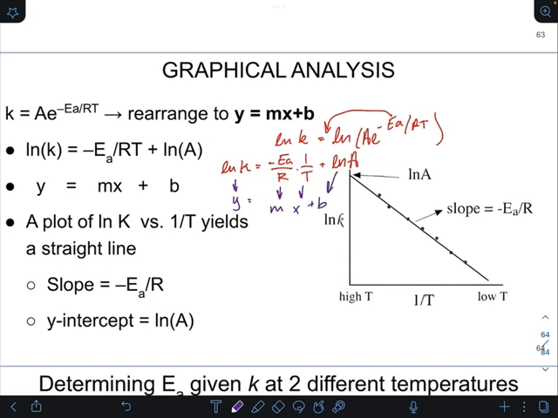So if we plot ln K versus 1 over T, we're going to get a straight line. Our slope will be negative Ea over R, and our y-intercept will be ln of A. Ea is going to be in joules or kilojoules. R is going to be 8.314 joules per mole Kelvin. Temperature needs to be in Kelvin.